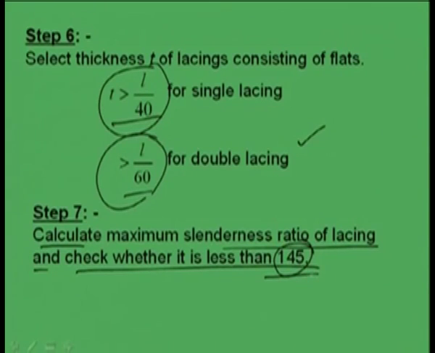So, from that we will see whether it is exceeding 145 or not, and accordingly we will adopt. If it is exceeding 145, then we have to increase the dimensions so that the L by R ratio, the slenderness ratio, becomes less than 145.